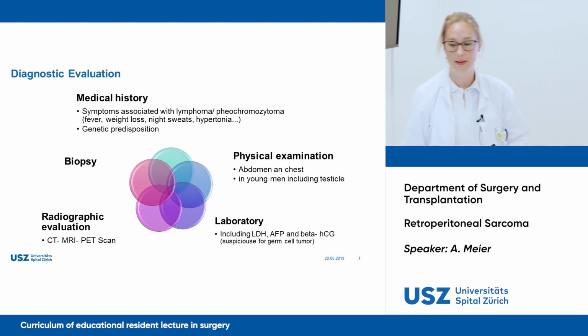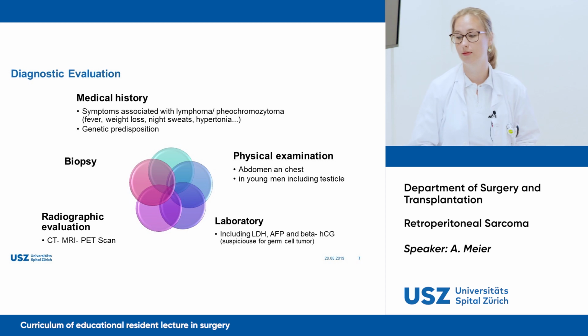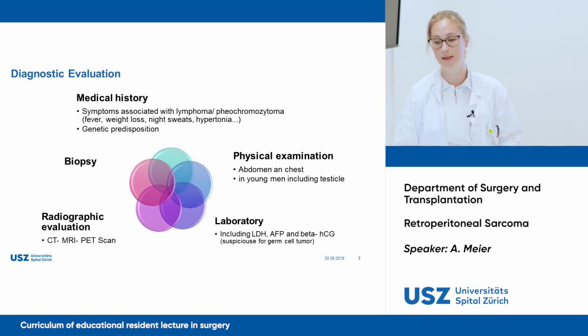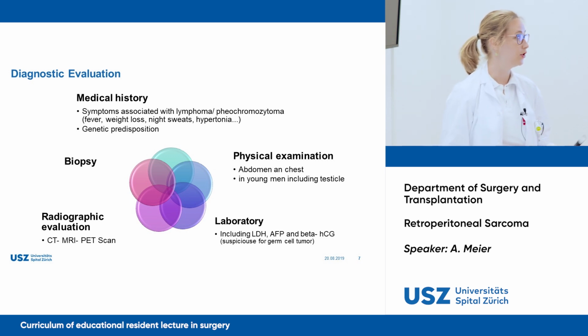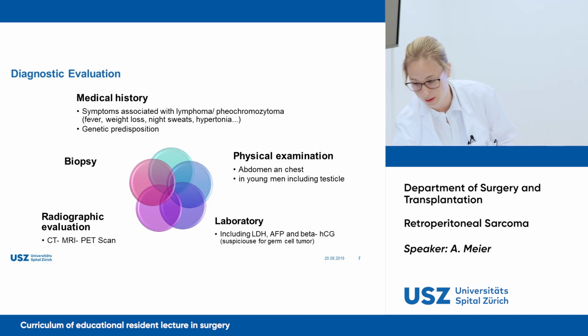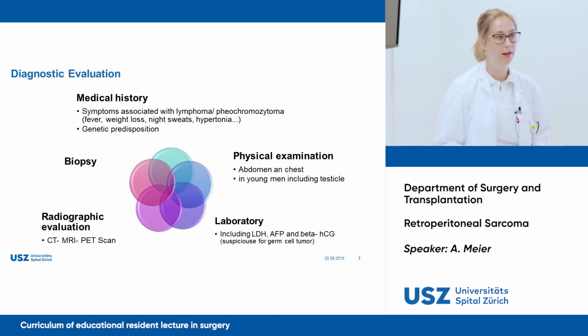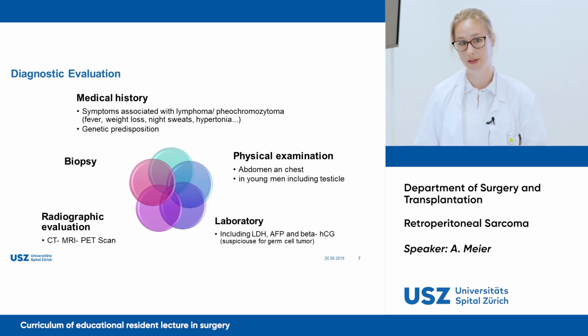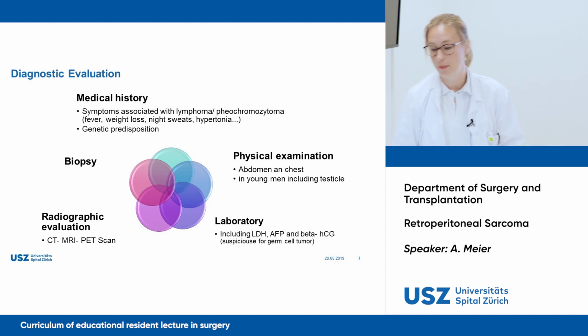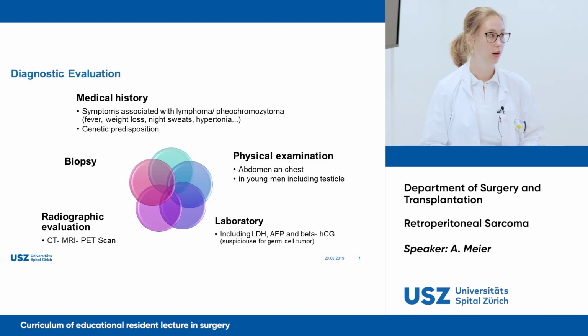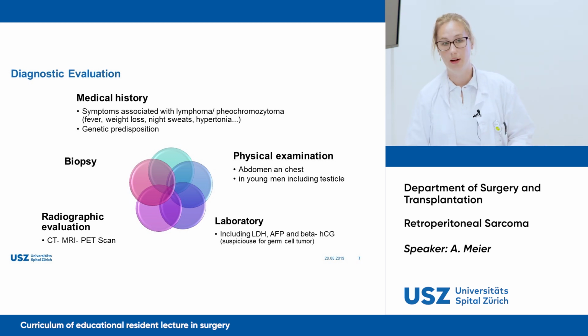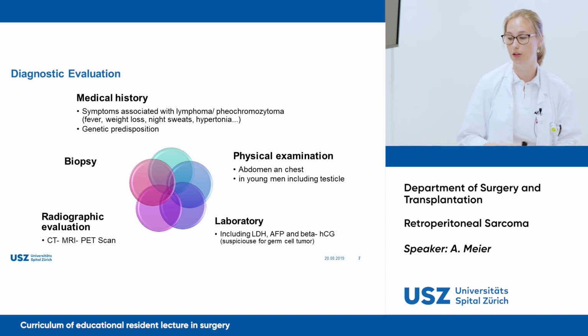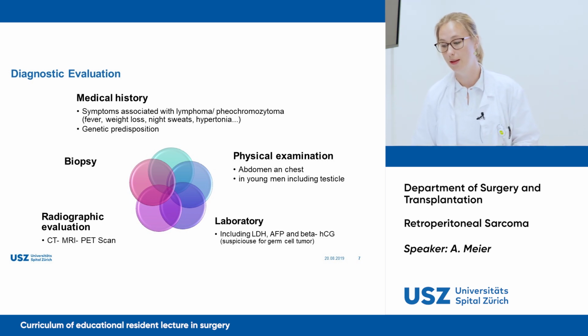We start as usual with the medical history, and symptoms have to be asked about, for lymphomas and pheochromocytomas, like fever, weight loss, night sweats, hypertension, and whether there is any genetic predisposition known from the family or surroundings. Then the physical examination, which everybody knows: the abdomen, the chest, and in young men we have to think about the testicles in case of germ cell tumors or teratomas. The laboratory includes the normal labs, like hematology and the kidney and liver function, and sometimes inflammation markers, but also tumor markers for suspected germ cell tumors: LDH, AFP, and beta-HCG.